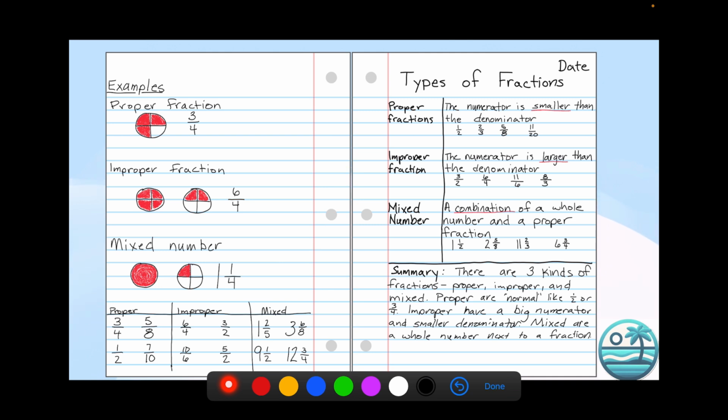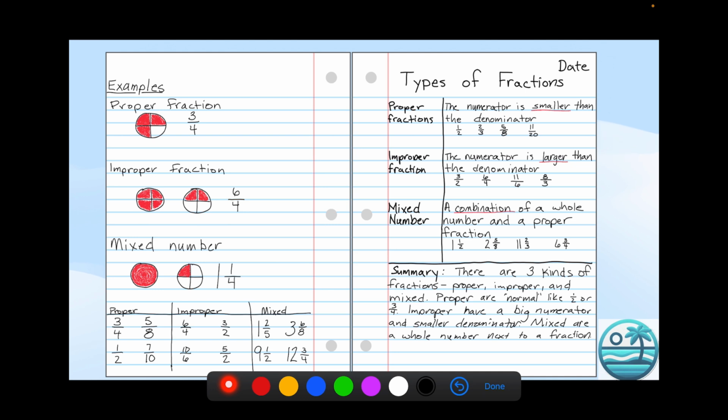A summary of what we talked about today is that there are 3 kinds of fractions: proper, improper, and mixed. Proper fractions are normal, like 1/2 or 3/4. Improper have a big numerator and a smaller denominator, and mixed are a whole number next to a fraction. The left side of the page is where I love to put my examples, my pictures. At the top I have a proper fraction drawn and written, followed by an improper, a mixed number, and then some examples like we wrote out earlier down below that.